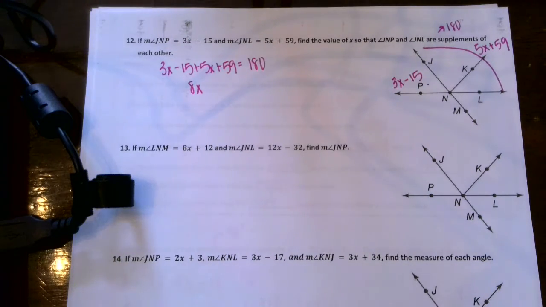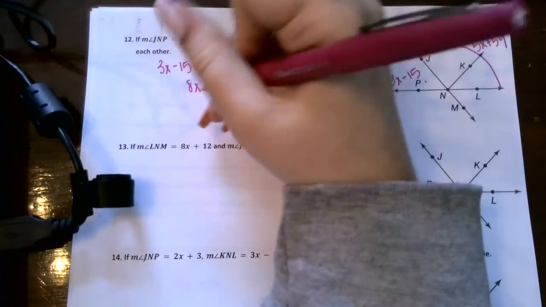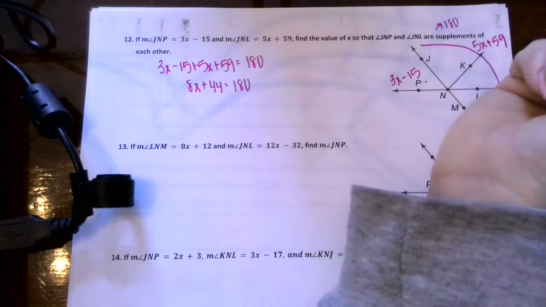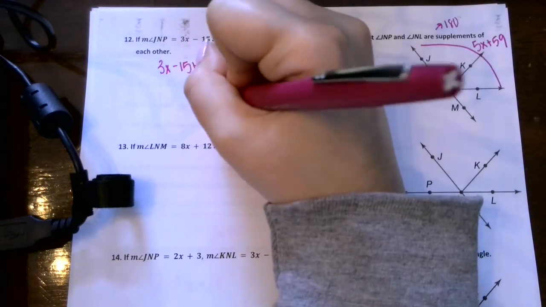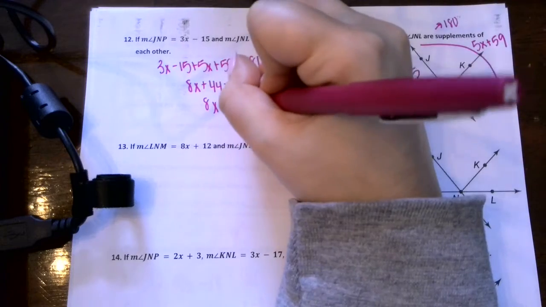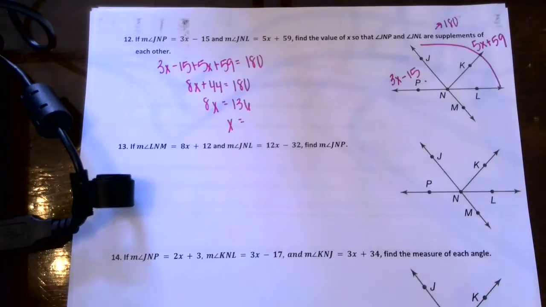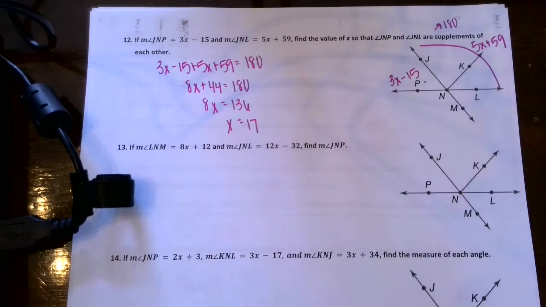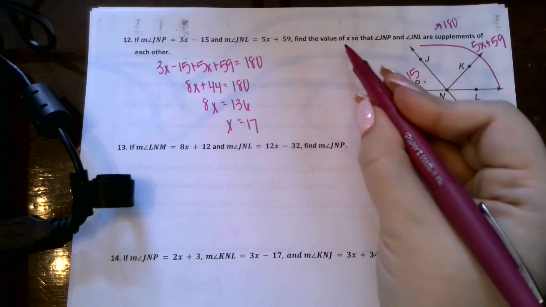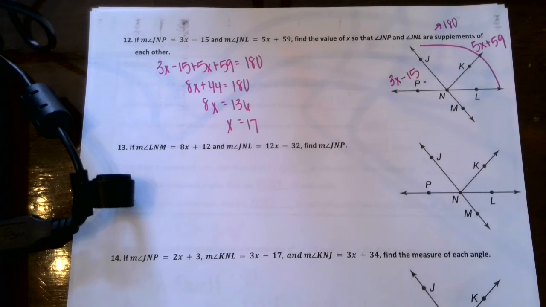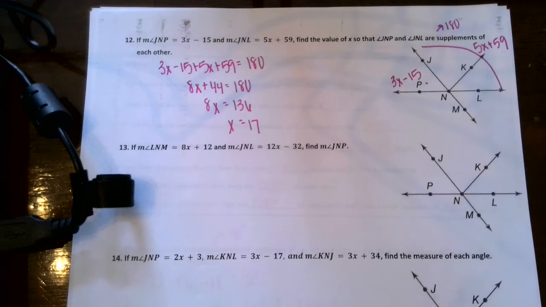So I would have 59 minus 15. And then I'm going to subtract 44. And then divide by 8. Again, I want to find the value of x, so there I would stop. So again, I want those two angles that I labeled to be supplements, so they are 180 degrees.